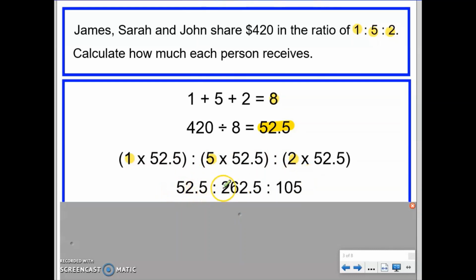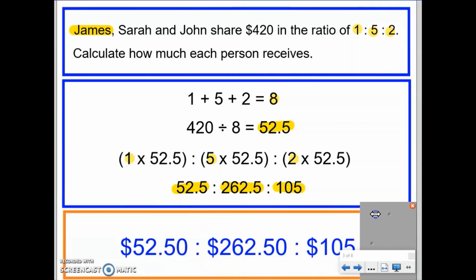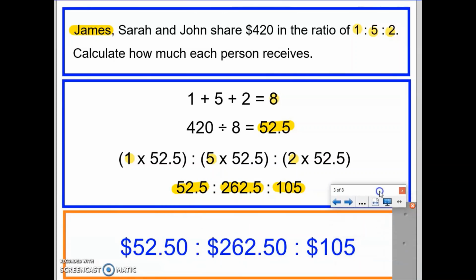$52.50, $262.50, $105. Remember, the first value in the ratio corresponds to the first name in the question. So this is James's value. This is James's amount. Sarah is in the center, so she would receive this value, and John is third in the question, so the 105 is John's value. There's my final answer to this question.